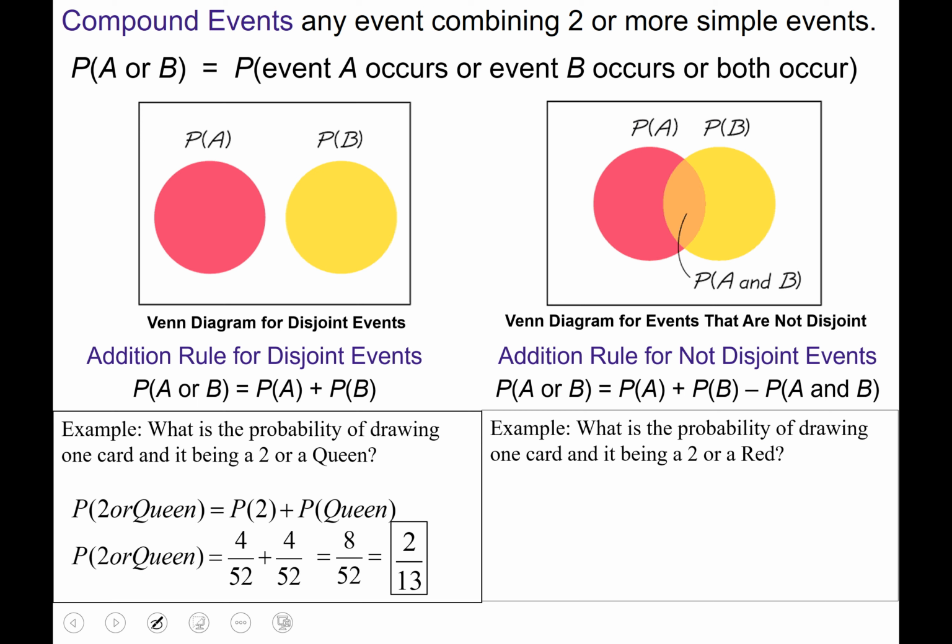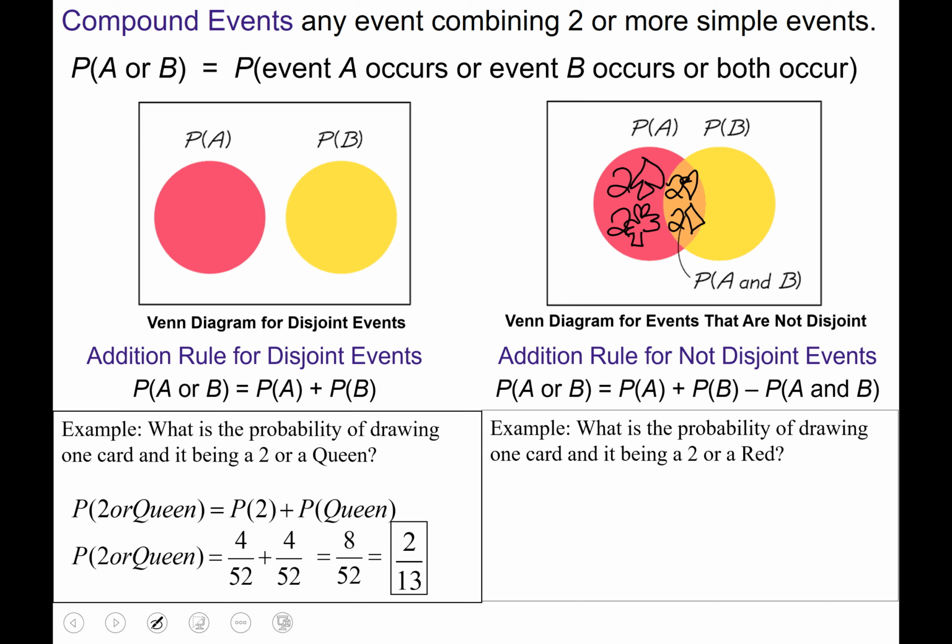What is the probability of drawing 1 card and it being a 2 or it being a red? Okay, so we know that there are 4 2s in the deck. We have the 2 of spades, I'm going to put it over here because that would not overlap, and the 2 of clubs, but the 2 of hearts is red, so it would actually be in the overlap, and the 2 of diamonds is also red, so it would be in the overlap.